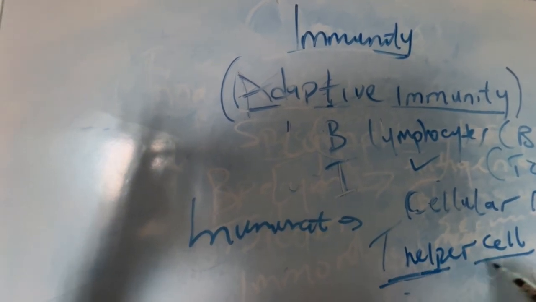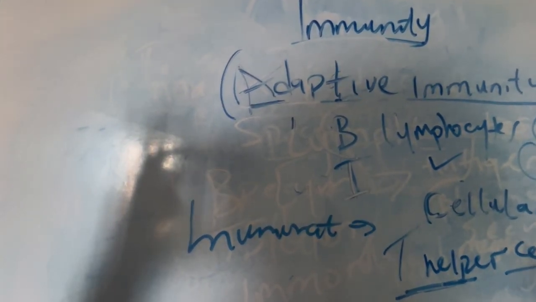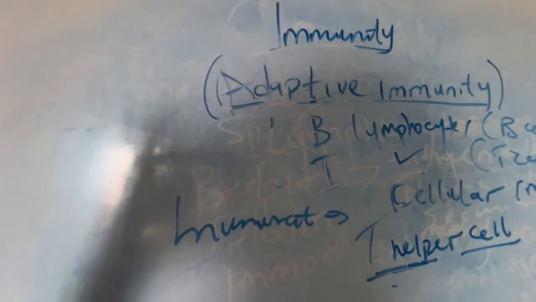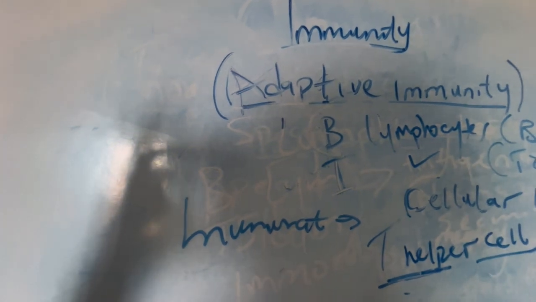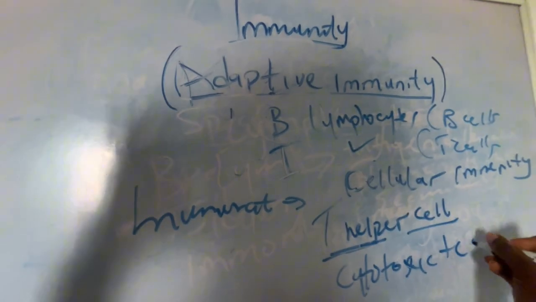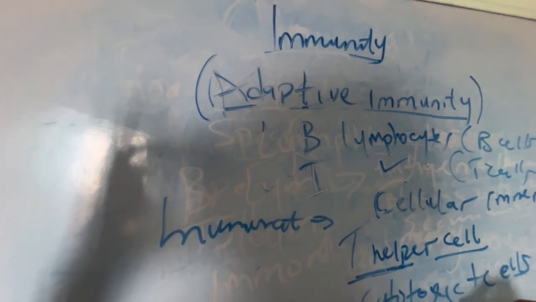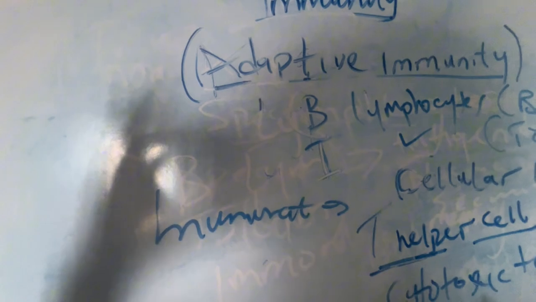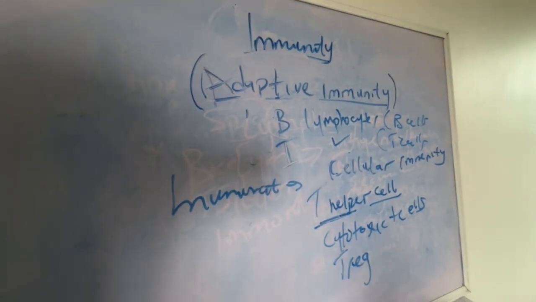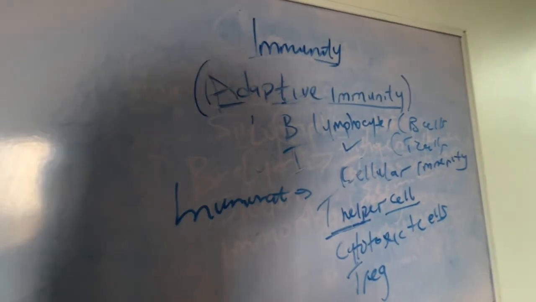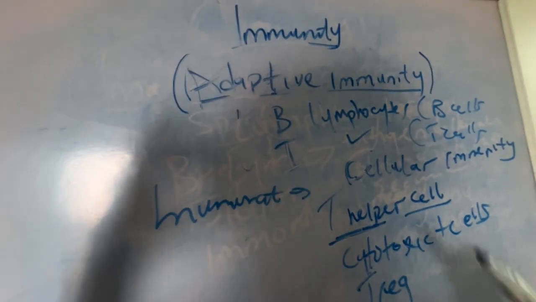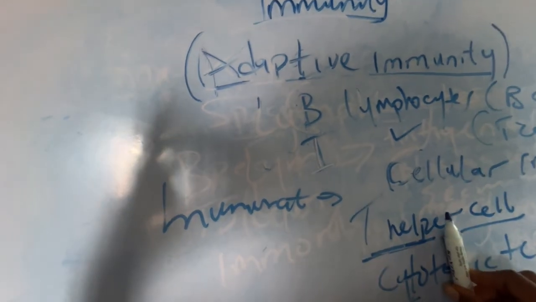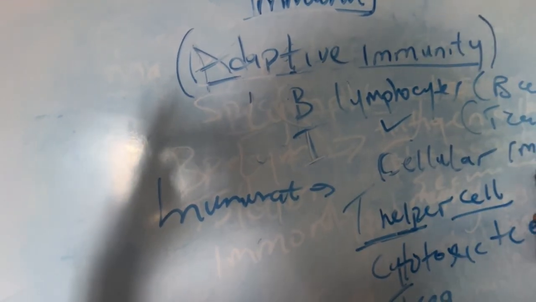So you can see the function. These T helper cells help coordinate immune responses and direct other immune cells to the site of invasion or to clear off an infection. So we also have cytotoxic T cells, the CD8 cells. They are involved in killing off infected cells, cancerous cells, abnormal cells. Then we also have the Treg, T regulatory cells. They are involved in regulating immune responses. So under T lymphocytes, we have the T helper cells, the cytotoxic T cells, and the T regulatory cells. These three cells work together to confer cellular immunity.